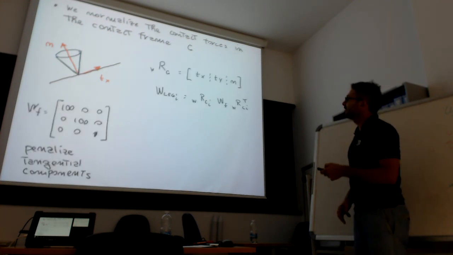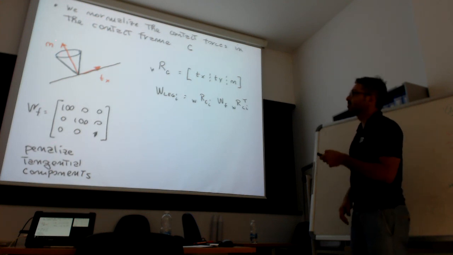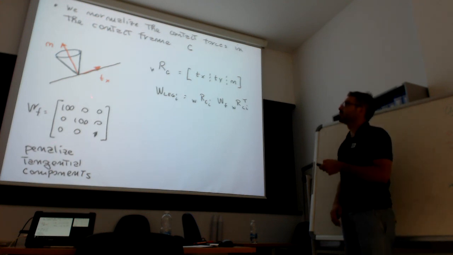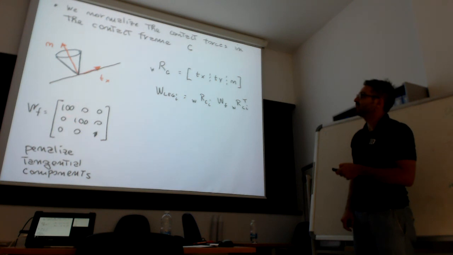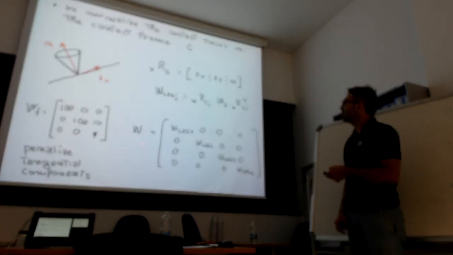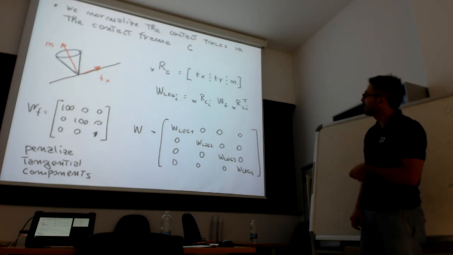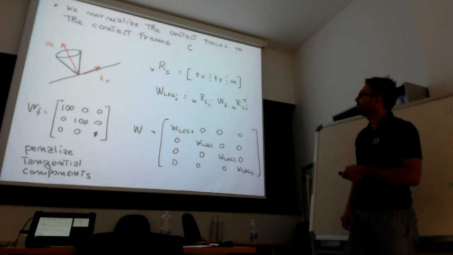Sorry. And then if you want to penalize, for example, the tangential component, this is what you're gonna do if you want to have the force in the middle of the cone. You set a high weight on the X component, a high weight on the Y component, and a low weight on the Z component. And then you stack this in a block diagonal fashion for all the legs, and you have your W matrix.